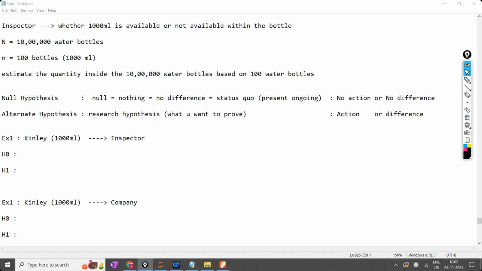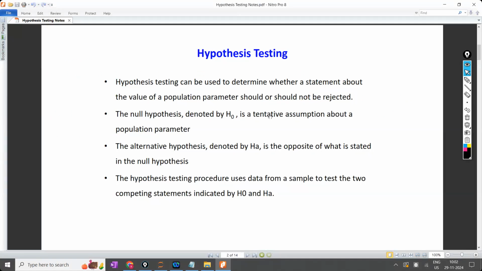The null hypothesis is denoted by H naught, which is an assumption about the population parameter. The alternate hypothesis is denoted by HA, which is opposite to what is stated in the null hypothesis. Whatever you write in the null hypothesis, exactly the opposite is this one. Out of these two, one will be correct, either the null or the alternate. Both cannot be correct at a time, right? Both are opposite to each other.